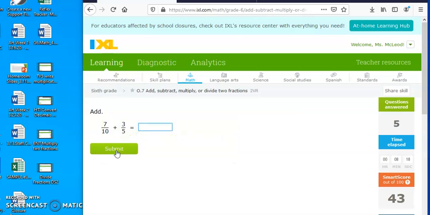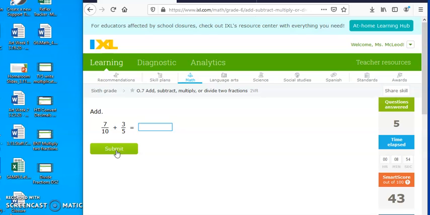All right. We're going to do another one here, adding this fraction together. Remember, in order to add fractions together, the denominator, the bottom number, has to be the same. So I've got 7 over 10 plus 3 over 5. I know that 5 can go into 10. How many times can 5 go into 10? Twice. So that's 5 times 2 equals 10.